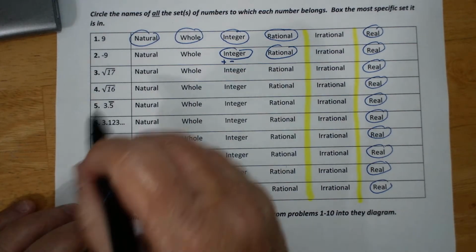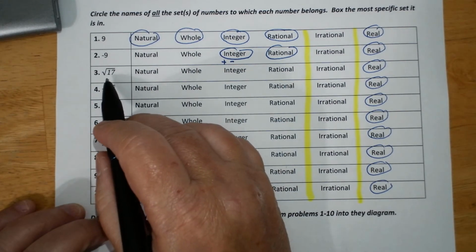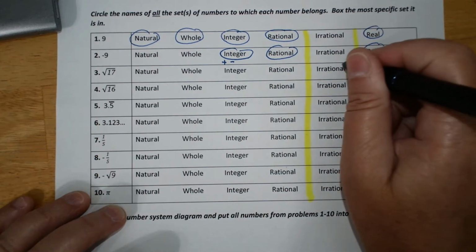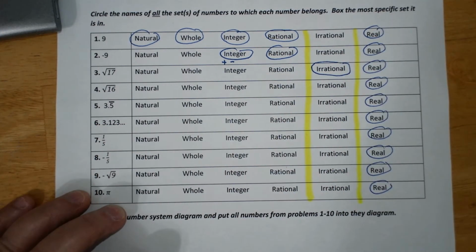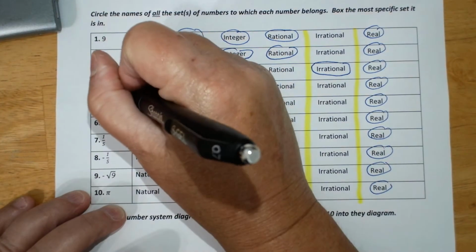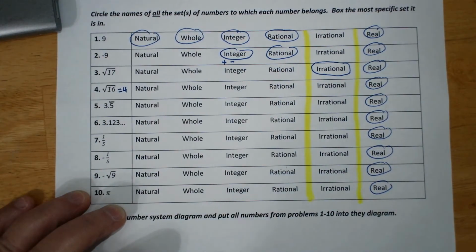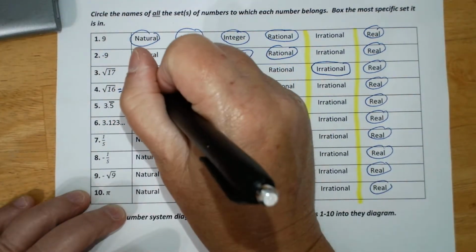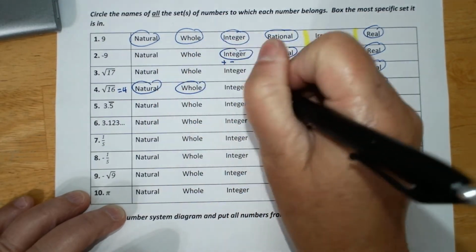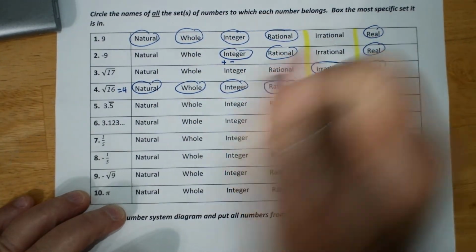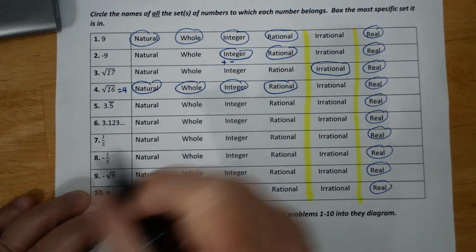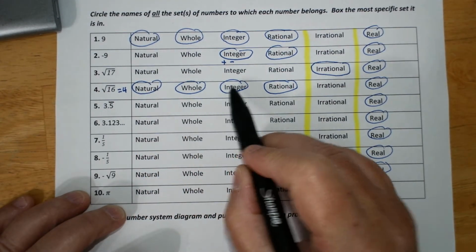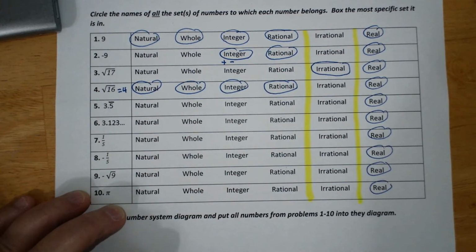Square root of 17. Not a perfect square. If it is not a perfect square, I come all the way to irrational. Square root of 16 is actually 4. And 4 I learned in first grade, so it's a natural, and I go to the bridge. Because it is a natural, it is a whole, it is an integer, it is a rational.